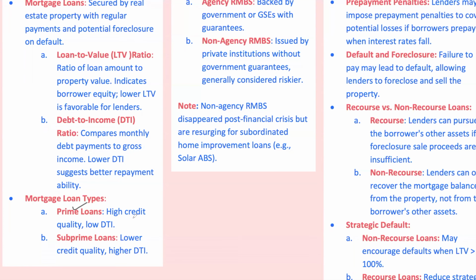Prime loans, for instance, are high-quality loans made to borrowers with strong credit, low DTIs, and significant equity. Subprime loans, on the other hand, carry more risk because they're extended to borrowers with lower credit scores, higher DTIs, and often higher LTV ratios. These distinctions play a big role in determining the risk profile of the MBS they back.